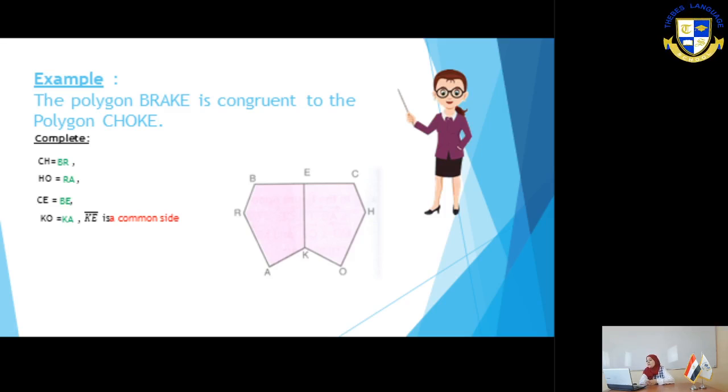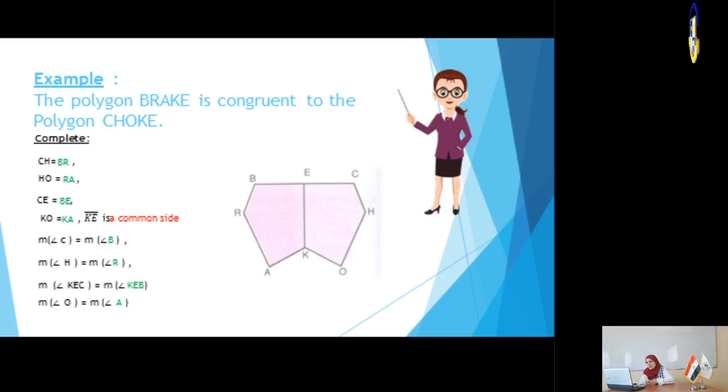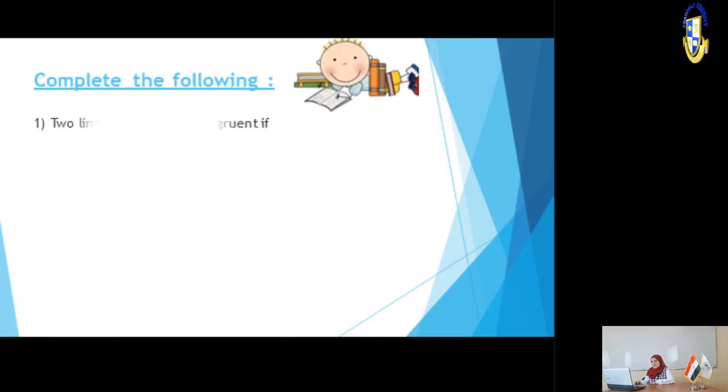Then measure of angle C equals measure of angle what? C corresponds to angle B, and measure of angle H corresponds to measure of angle R, and measure of angle KEC corresponds to measure of angle KEB, and finally measure of angle O corresponds to measure of angle A. Let's move to slide number 8.